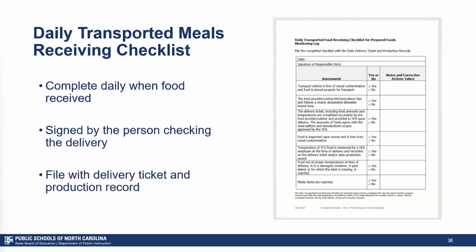If meals are delivered from a commercial school kitchen to another school within the same school food authority, the daily delivery ticket is optional if all required information is available on the daily production record for each site serving reimbursable meals. One more note about this form, I did forget to update the year, so July 2023 is still the most current version of this log.